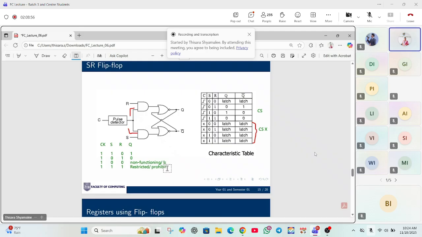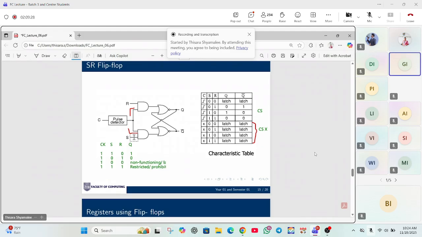So here, if the clock signal is not provided, the flip-flop is not working. That means latch. Understood? The clock signal is not provided means the flip-flop is not working. That means it becomes latch.